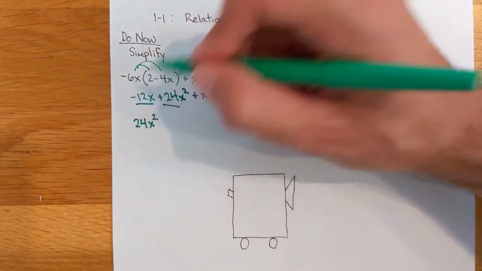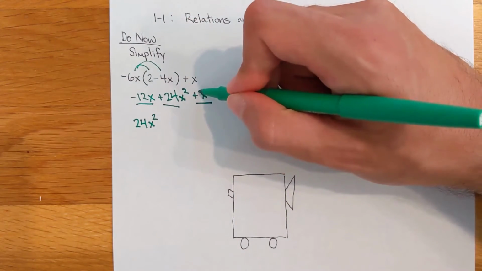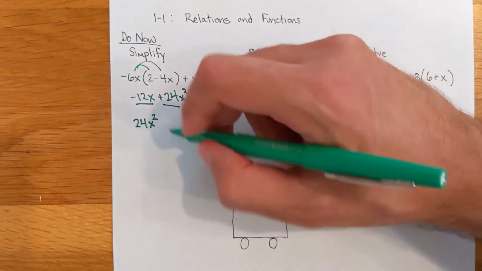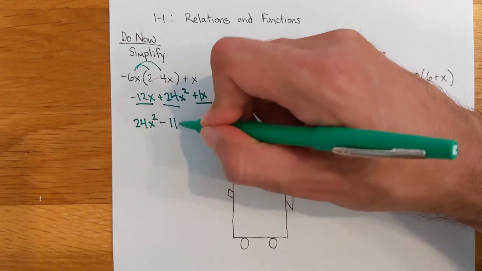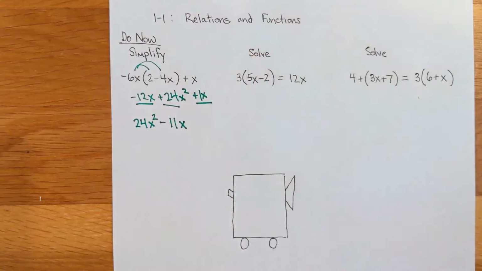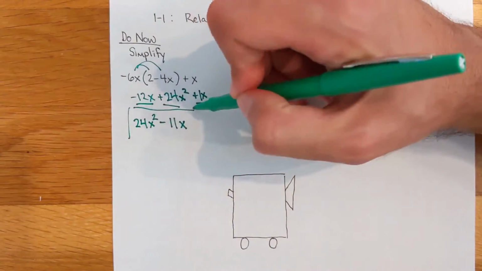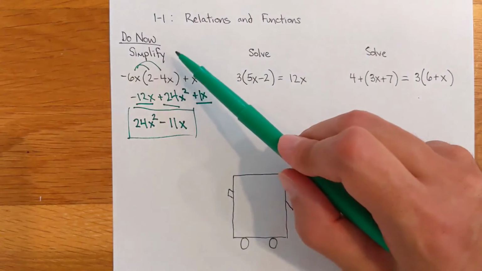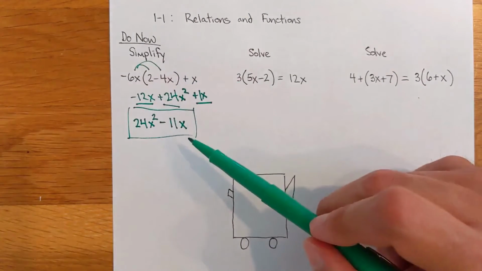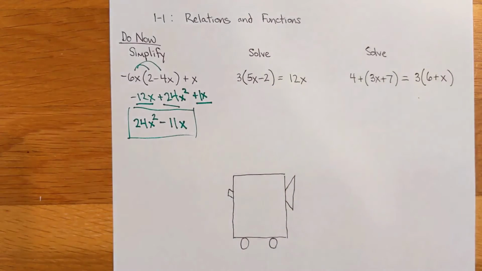And then I can combine a negative 12 and a positive 1x. Negative 12 plus 1 makes a negative 11. And you don't change the variable when you combine like terms. So you get negative 11x. This is a simplified answer. When a problem says to simplify, they just want you to clean up the problem and combine your like terms.